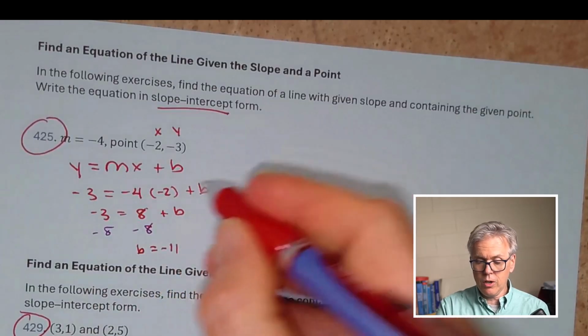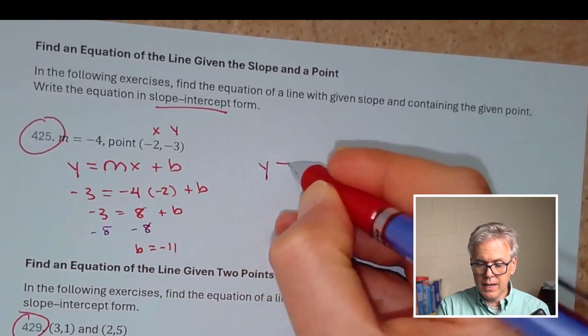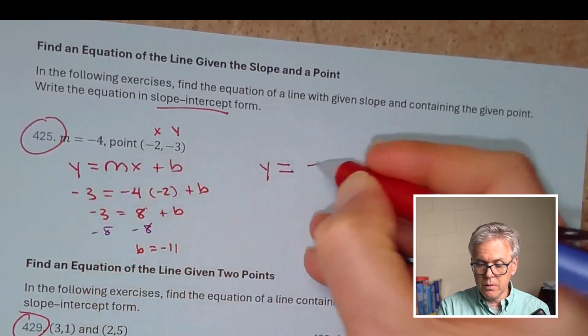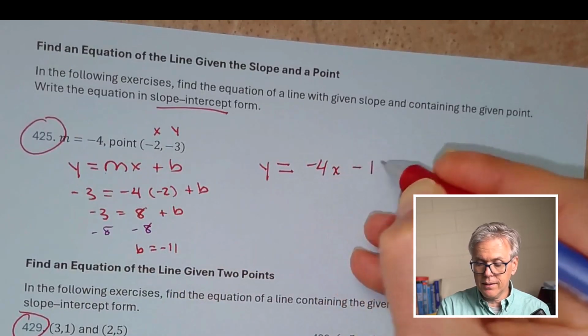So I'm not done. Recall, it's y equals mx plus b. So what's my equation going to be? Y equals m, which is negative 4, minus 11. Sorry, mx minus 11.